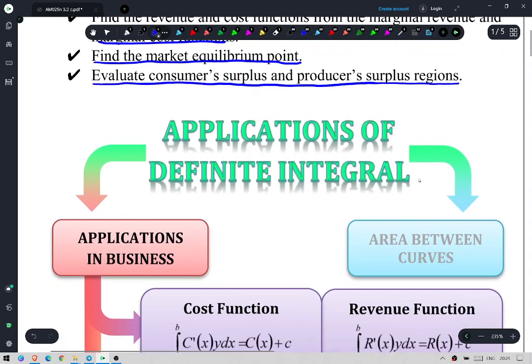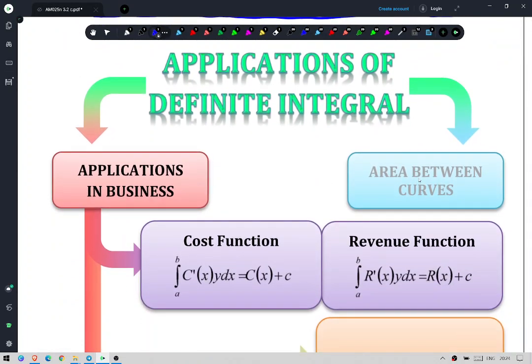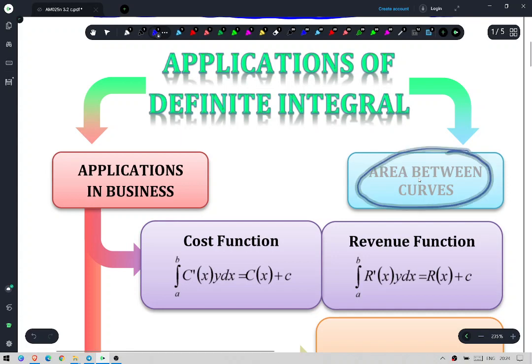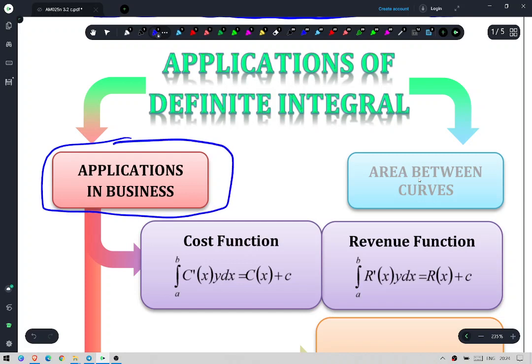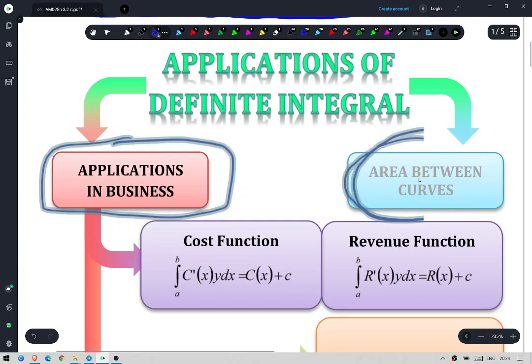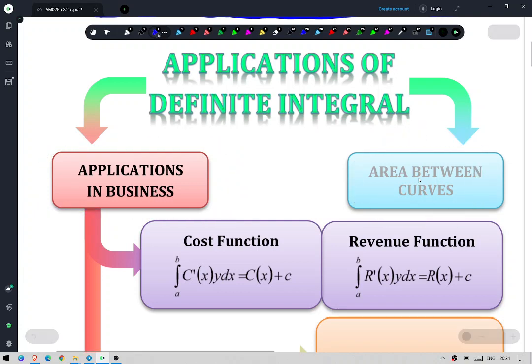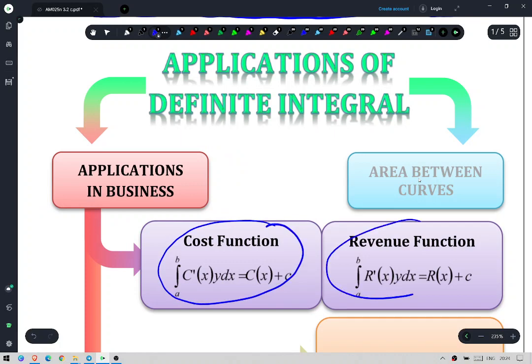Previously, from the previous videos, we have covered area between curves. There are three kinds of situation that we might find. This is the second part of the chapter, applications in business by using what we already know from the previous. The first part is about cost function and revenue function.